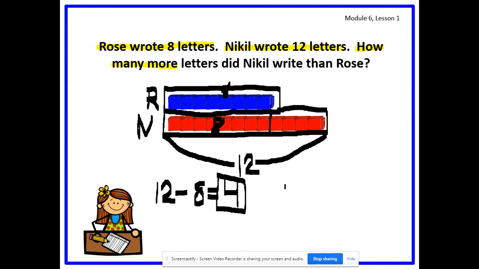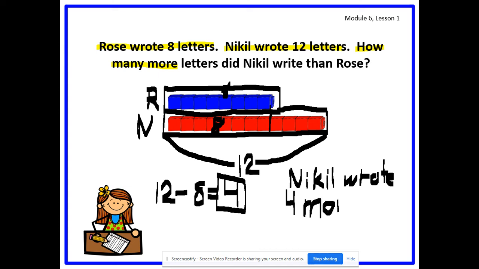Finally, we just have to write a statement. So how can we answer this question? Listen to Ms. Gomez read it. How many more letters did Nickel write than Rose? Well, we can write, Nickel, excuse the handwriting, wrote, how many more, boys and girls? Get ready. 4. Very good. So Nickel wrote 4 more letters.